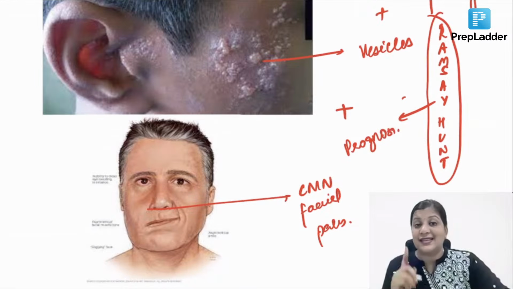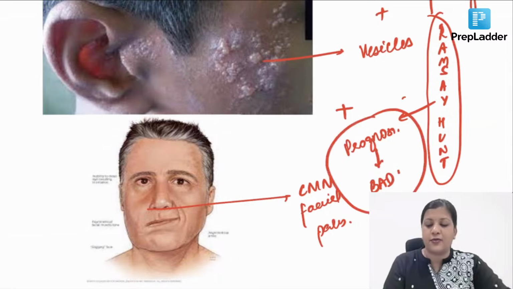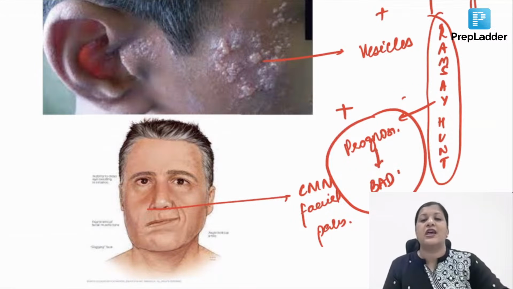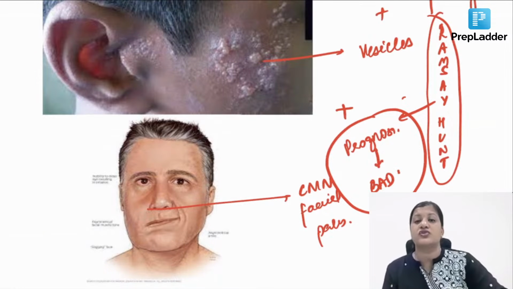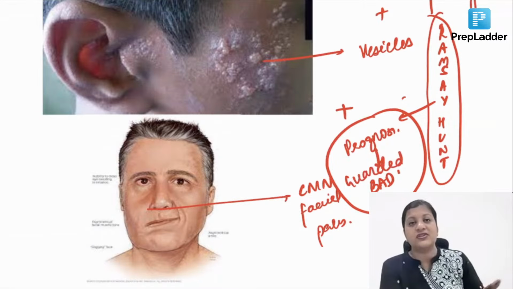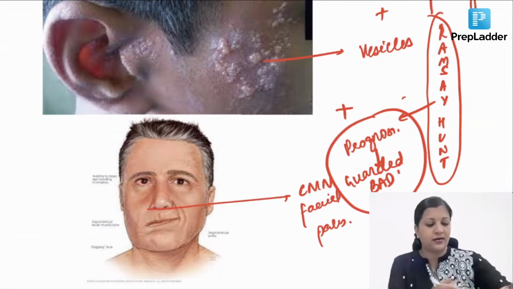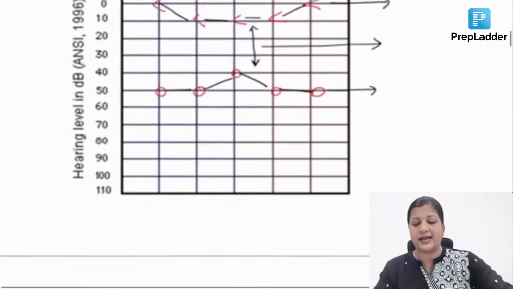Remember, Bell's palsy has a good prognosis, but Ramsay-Hunt syndrome has a bad, not so good prognosis. Okay, so remember that this can come as part of the MCQ, where it could be an option that Ramsay-Hunt syndrome has a very good prognosis. No, it has a guarded or bad prognosis. And Bell's palsy has almost 90 to 95% spontaneous recovery, but that's not the case with Ramsay-Hunt syndrome, right? So I hope this point is clarified to all of you.